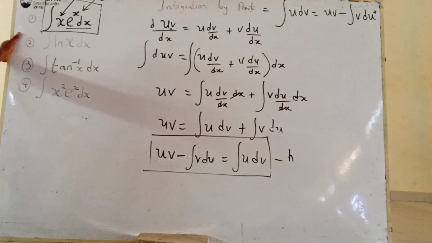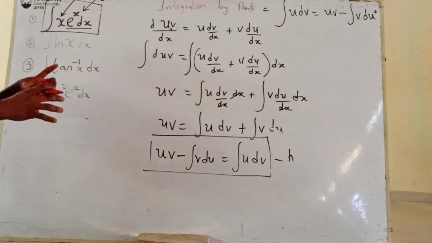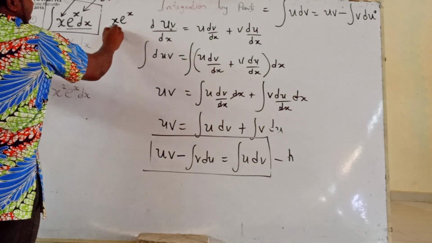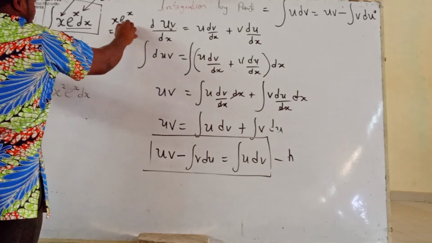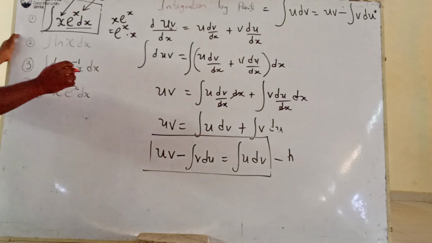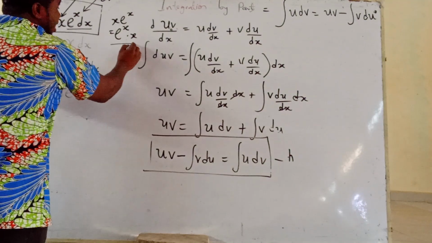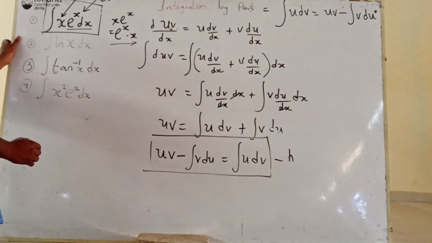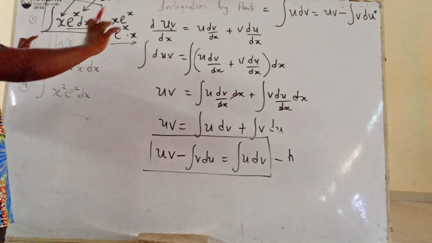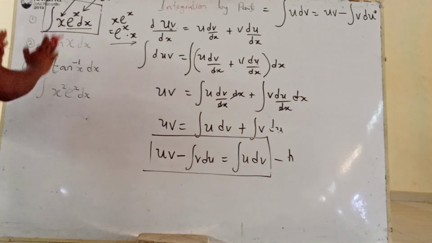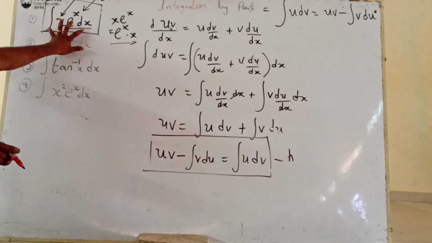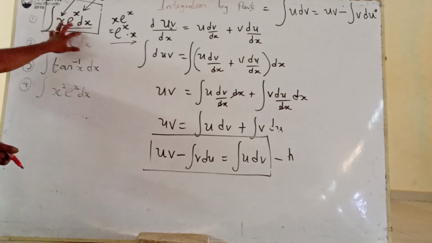And I told you guys before that multiplication is commutative. Which means x exponential x is the same thing as exponential x multiplied by x. Is that not so? So if you are given this question in this form, you should change it to this form. But I'm going to be giving you the guideline, which one you should always take as your u. You understand? If you have two functions together, which one should you take as your u?